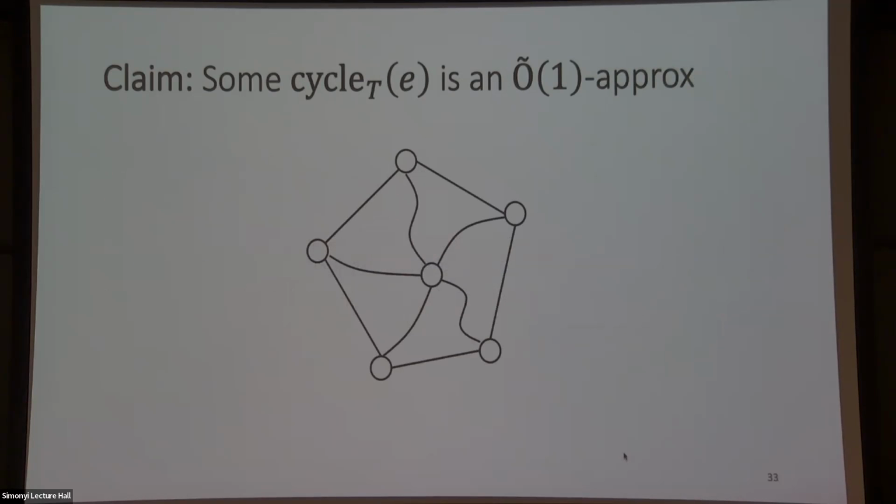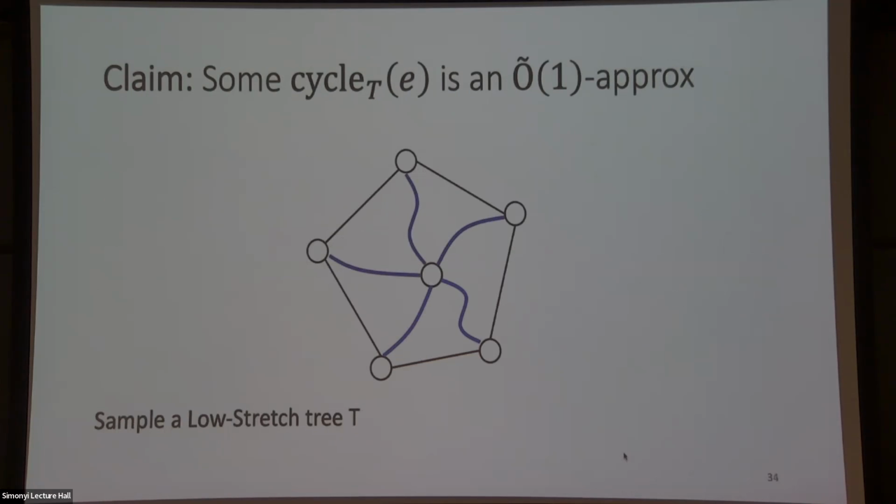Okay, so I'll try to show you this visually. I want to prove to you that one of the fundamental cycles is a good approximation, and good is, in fact, a polylog approximation. So what's the property of the low stretch? Let me write that here. What is the property of a low stretch spanning tree?